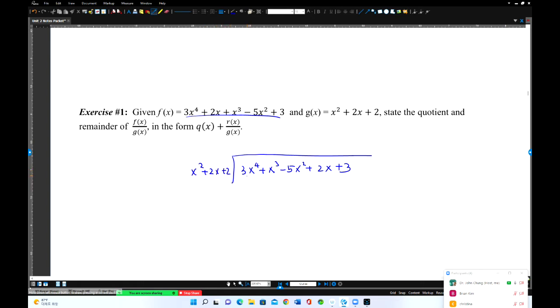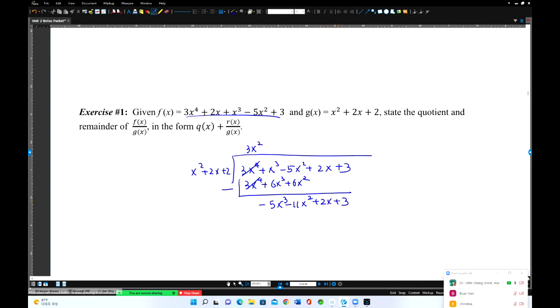Now simplify. The first term, 3x squared, we multiply 3x squared, right? Now 2x times 3x squared is what? 6x cubed. 2 times 3x squared is what? Plus 6x squared. Subtract this out. x cubed minus 6x cubed, that's minus 5x cubed. Minus 5x squared minus 6x squared is minus 11x squared. But that's nothing, just 2x plus 3 is moved down.